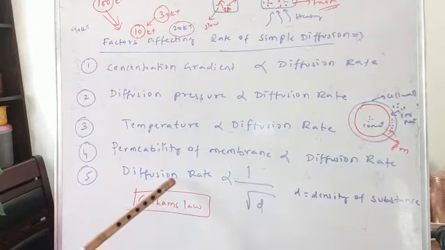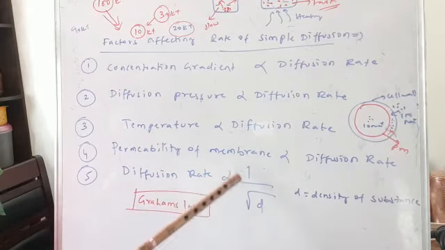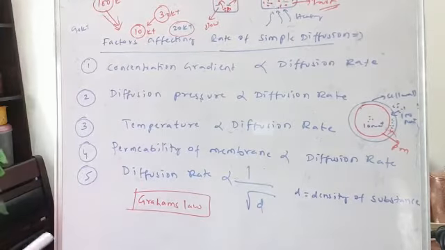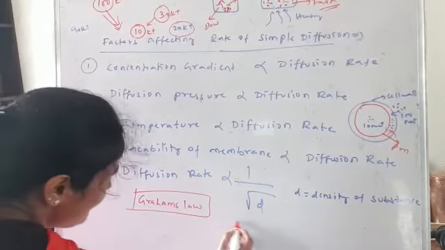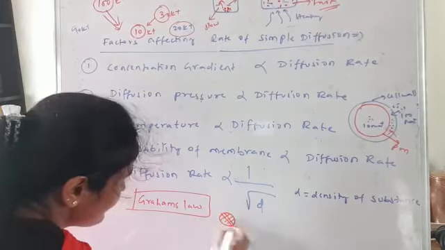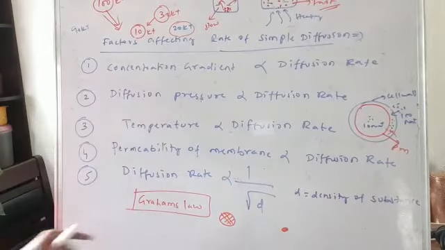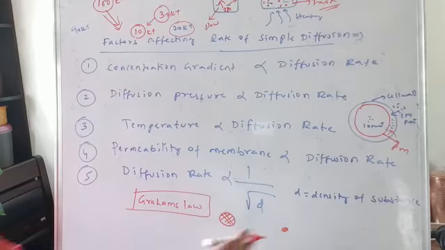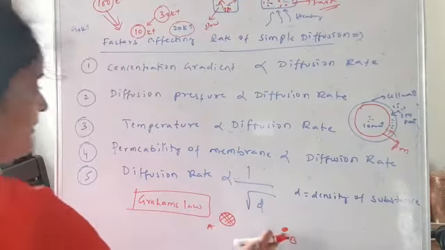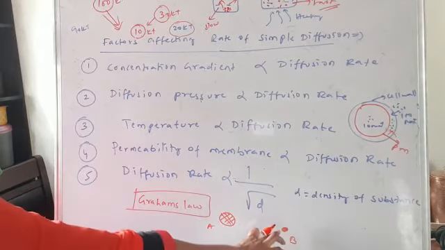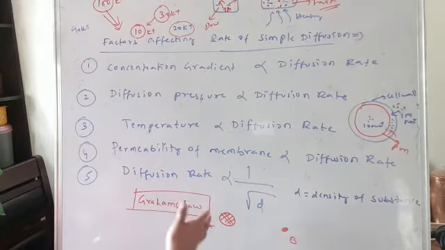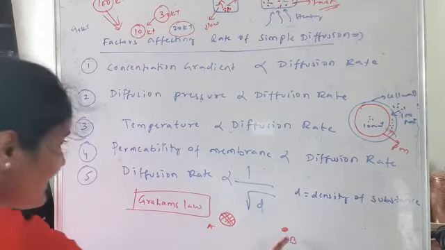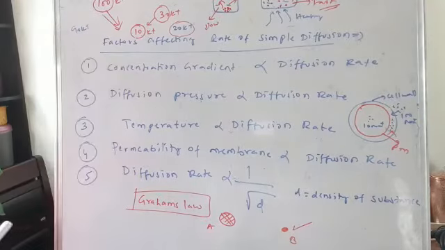Next one. The diffusion rate is inversely proportional to the square root of the density of the substance. Now what does it mean? So here what you have to remember is, imagine if this molecule is on one side. This is a molecule which has high density. Its weight is more. And on this side you can see a molecule whose size is less, whose density is less. Right. Now out of A and B, which has the capacity to move fast? The substance B has the capacity to move fast.